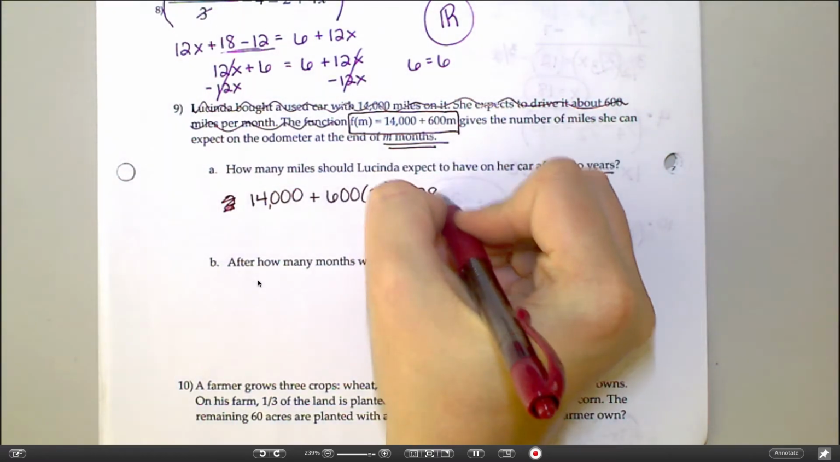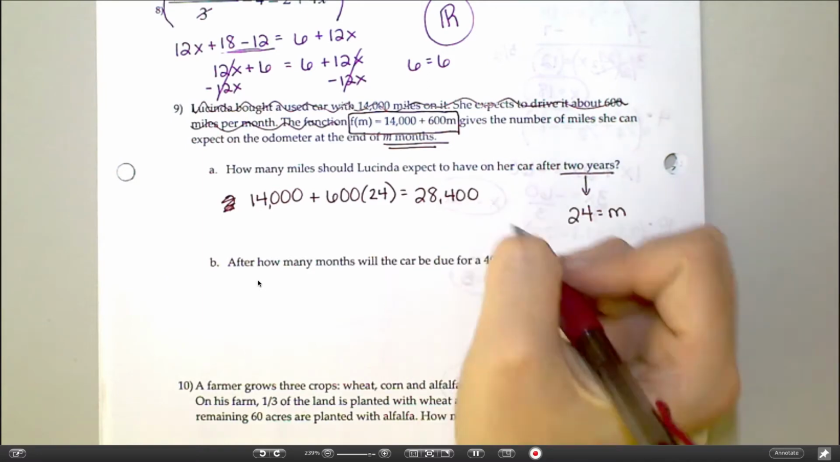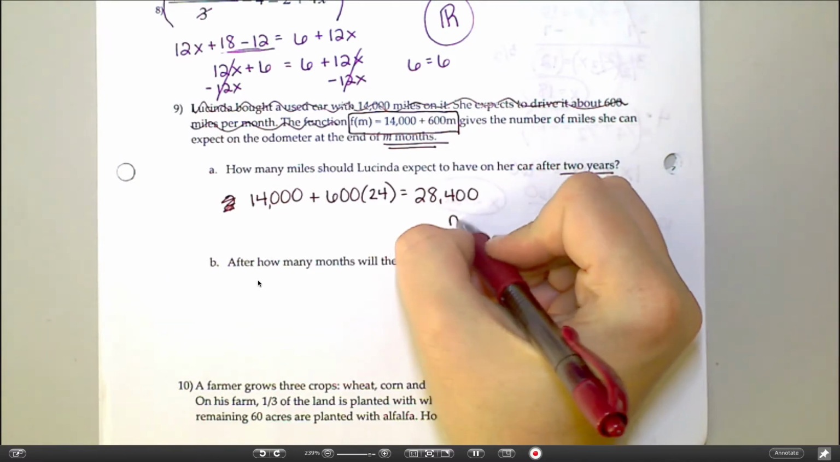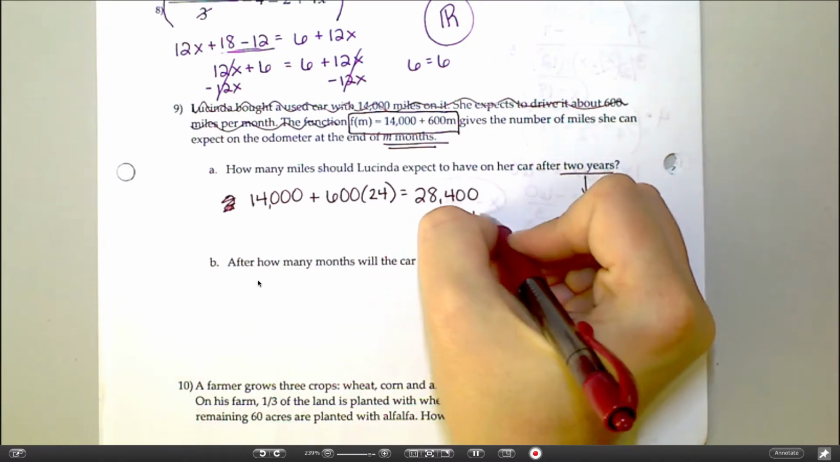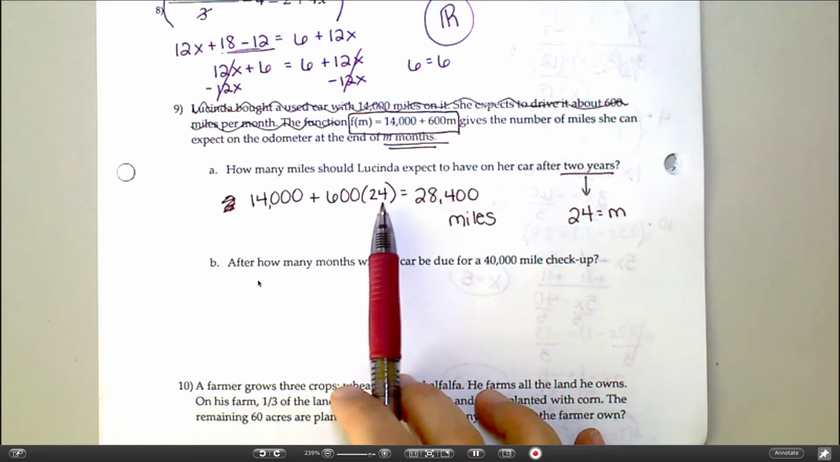And what is that telling me? 28,400 what? Miles. Yeah, that she'll have on after 2 years. So if she stays true to this 600 miles per month, she should have about that many miles on her car in 2 years. Now the next question says, after how many months will the car be due for a 40,000 mile checkup? So this time it's asking us to find this number.